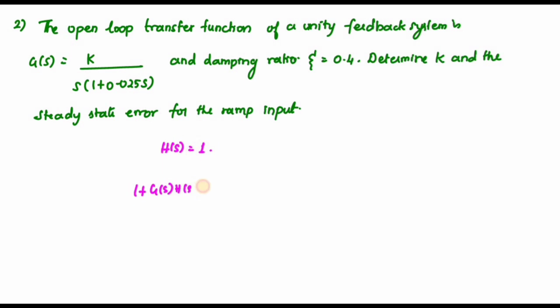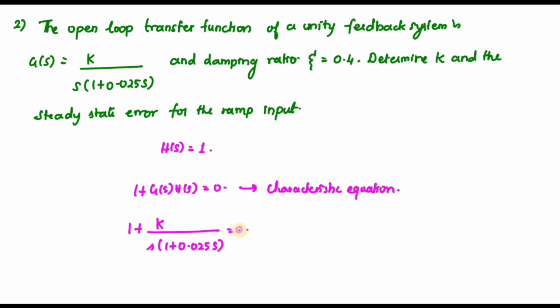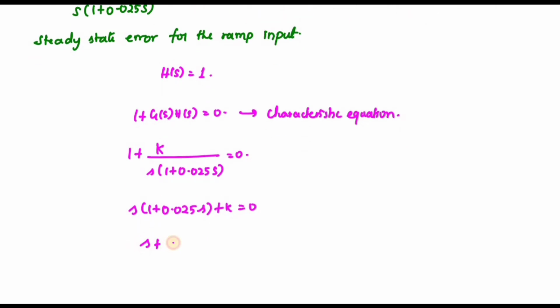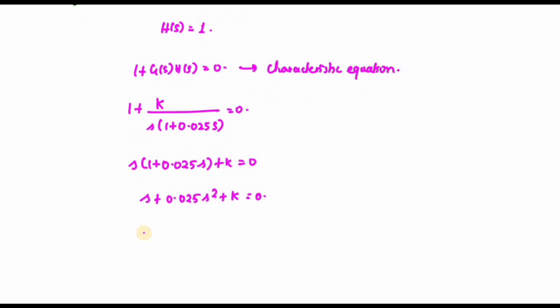Here the unity feedback H(s) is equal to 1, and the characteristic equation is given by 1 plus G(s)H(s) equal to 0. Since H(s) is 1, 1 plus G(s) is 1 plus K divided by s into (1 plus 0.025s), that is equal to 0. So if I multiply by s into (1 plus 0.025s), plus K, that is equal to 0. Multiplying s, I will get s plus 0.025 s square plus K equal to 0. If I divide the whole term by 0.025, I will get the answer like this.